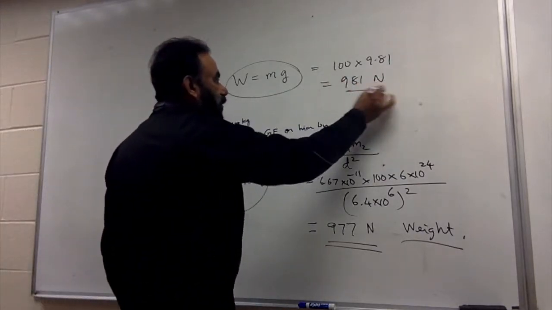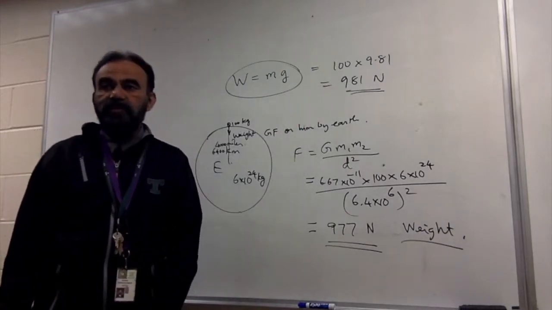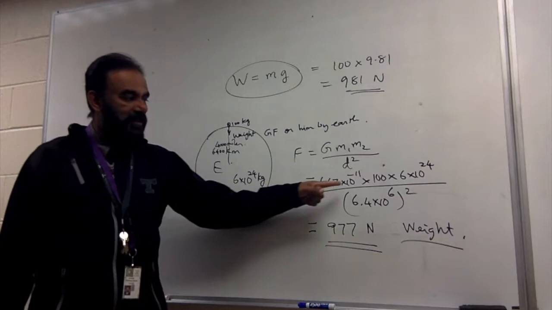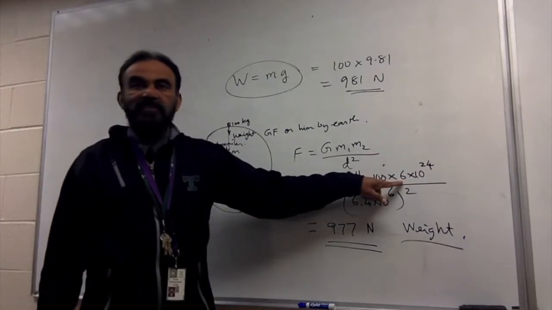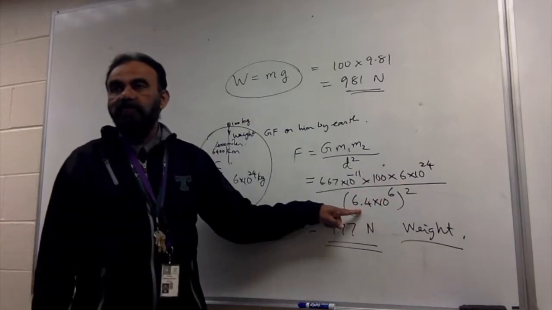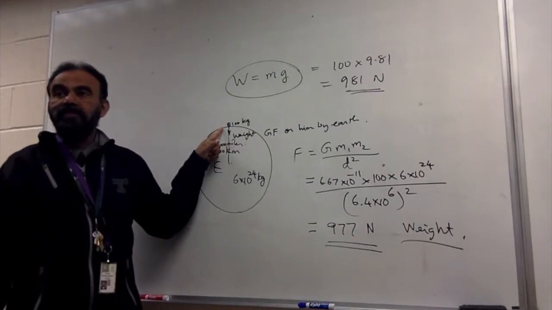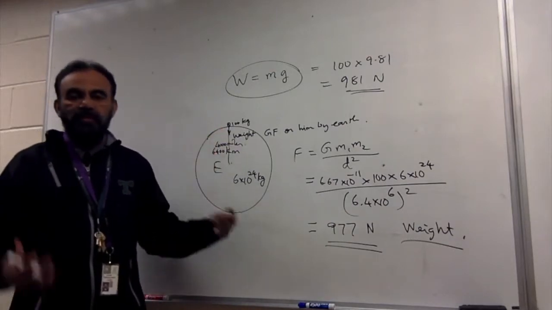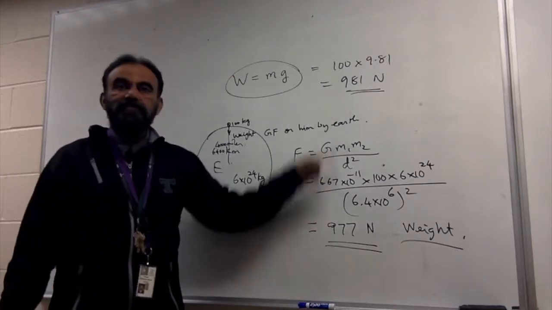981 newtons. Now over here you saw 977 newtons, and here you're seeing 981 newtons. That's because many of these numbers are rounded. It's not exactly 6 times 10 to the power 24. This is a rounded number. That's a rounded number too. And I said that number can change depending on whether you are on the poles or the equator. The numbers are different. It's not always 4,000 miles. So you can see that they are there.